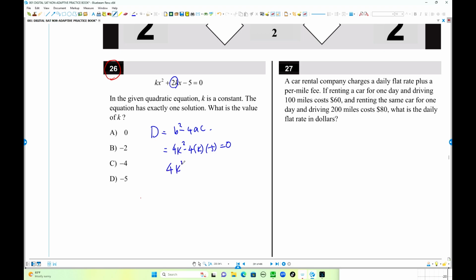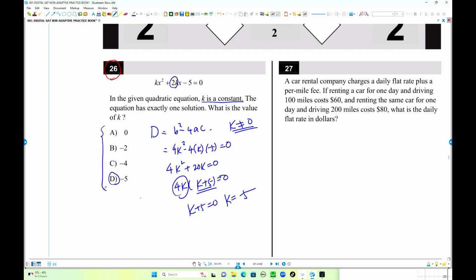So 4k squared plus 20k equals 0. But k is a constant in a quadratic, so k cannot equal 0. Okay, you've got to be careful, okay? k cannot equal 0. So you can say 4k is out, k plus 5 equals 0, right? k plus 5 equals 0, okay? k equals negative 5 is the answer. Also, you can use Desmos to solve this one, okay?